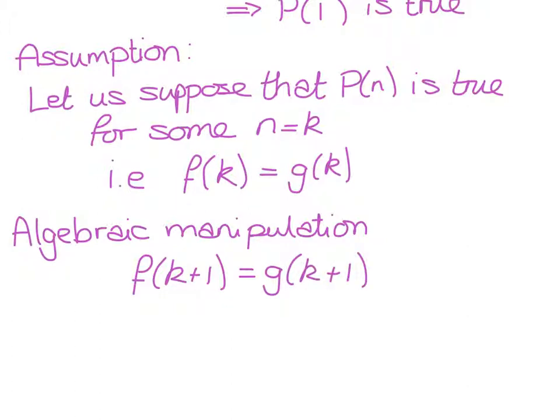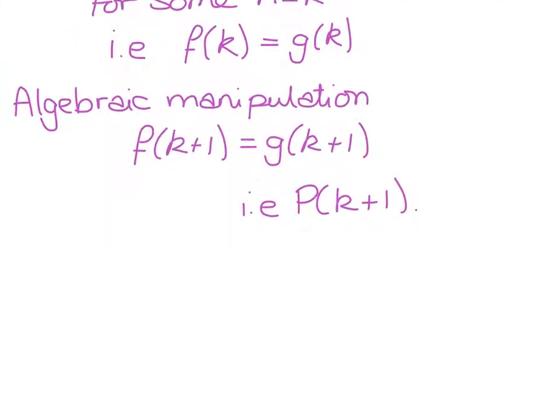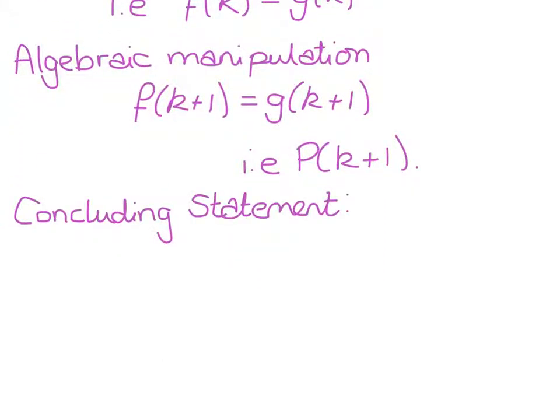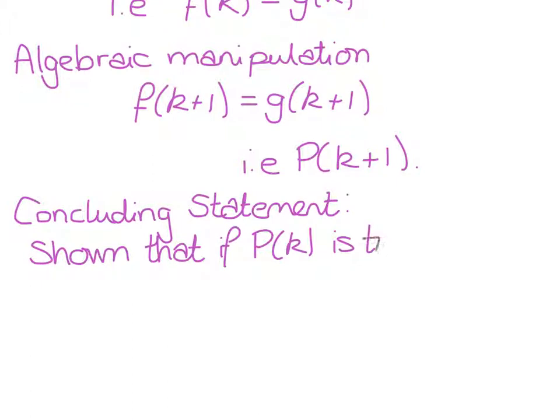This is the statement of pk plus 1. So we'd be showing that pk plus 1 holds true. We then have a concluding statement to write. So in this we say that we have shown that if pk holds true, then pk plus 1 holds true.